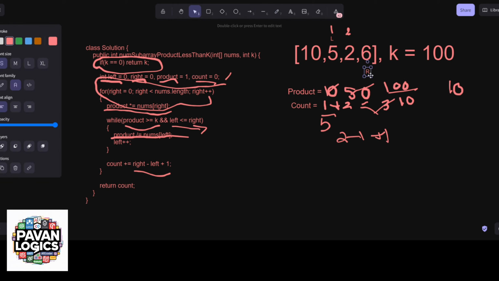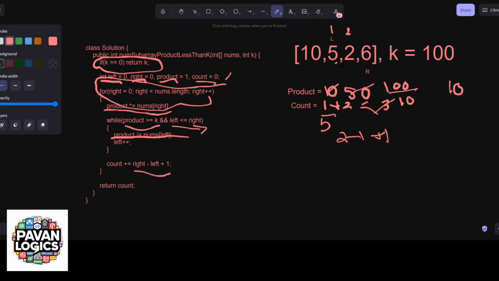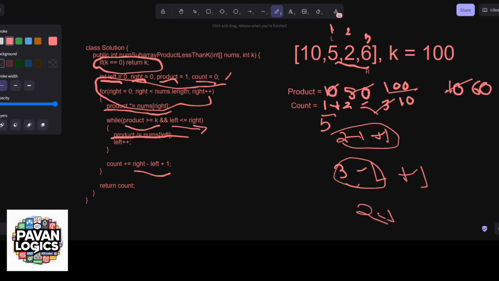Then as usual we will increment the right pointer, and it will be at the last index, which is 6. Is 5 times 2 times 6 less than 100? Yes. So our product will be 60. Then we will just calculate the count. Right is at the third index, left is at the first index. 3 minus 1 plus 1 means 3 minus 1 is 2, plus 1 is 3. So 5 plus 3 is 8. So we will be returning 8. So this is the sliding window approach.